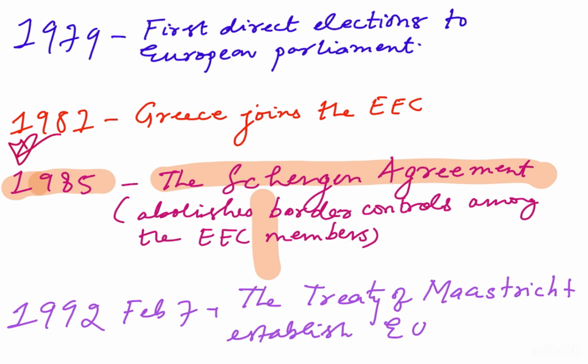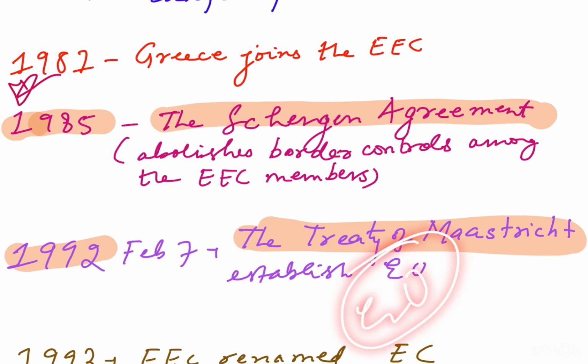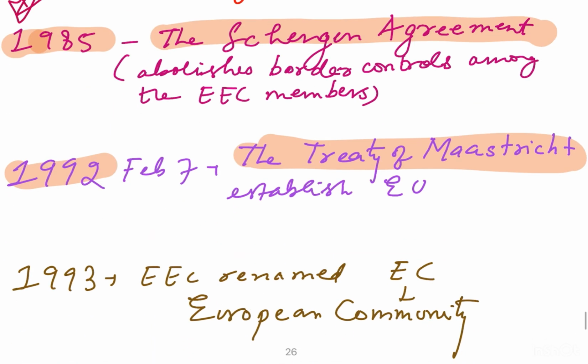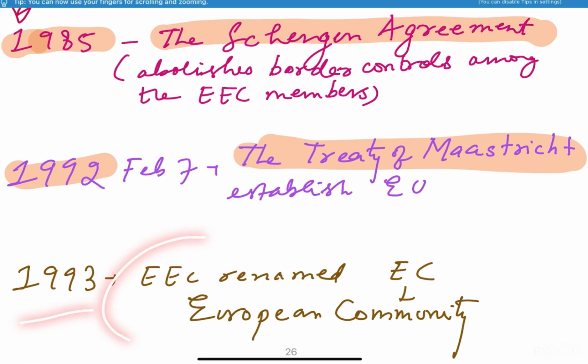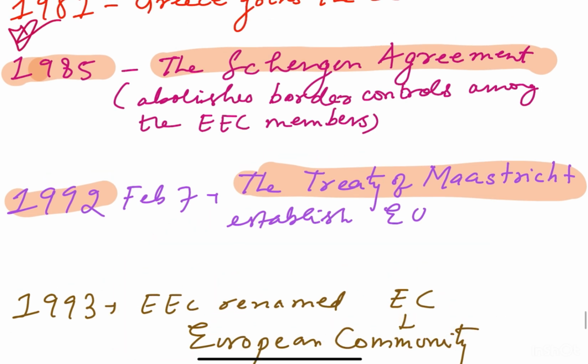Again, the year 1992 becomes important, because here the Treaty of Maastricht establishes the EU. The European Union is established by signing the Treaty of Maastricht. Okay. Then in the year 1993, EEC is renamed as EC, the European Community. I hope it is clear to all of you till now. Let's just quickly revise.